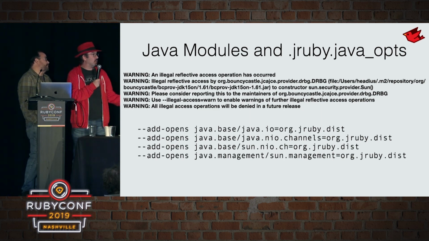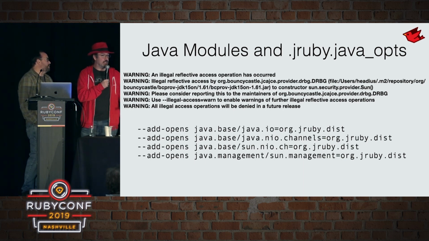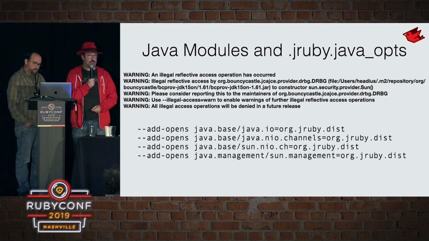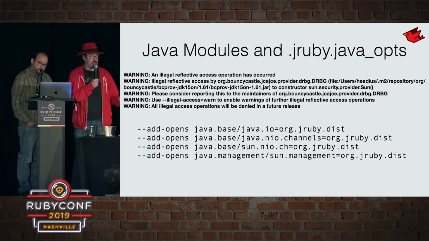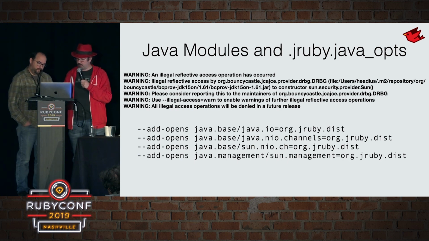But then basically it'll boil down to a simple flag to say, yes, JRuby actually needs access to these internal classes. Open those up. And like I say, we've got some information on the wiki about how to make this translation. And you can add these to our JRuby Java opts file that will then apply globally, and you won't have to worry about it anymore.